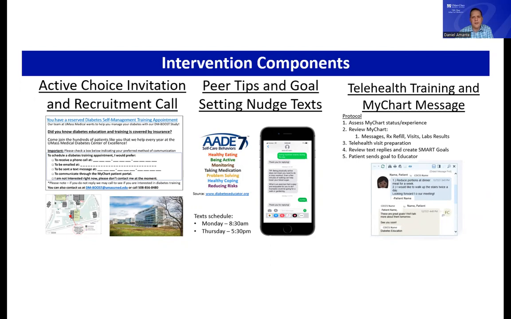Next, they would review responses from the text messaging program and help each patient set a personalized SMART goal. The telehealth training then ended with the patient receiving a MyChart message from the study team with the goal that they had set, and confirmation from the patient that they would then send a MyChart message with the goal that they set to the educator that they were scheduled to meet with prior to their appointment.